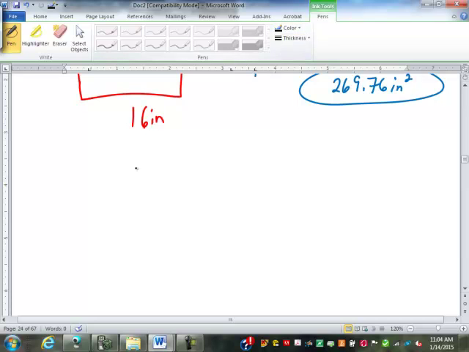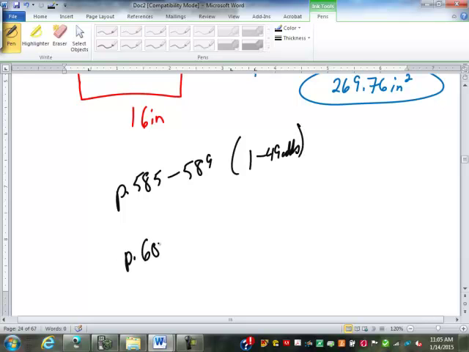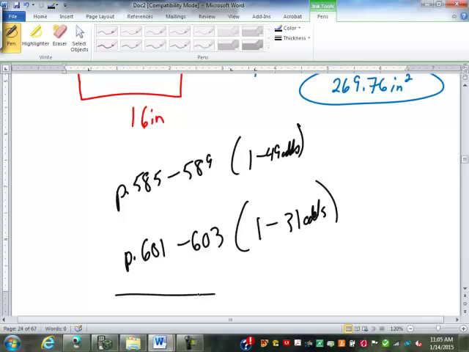Dang it. So anyway, I had given you page 585 through 589, problems 1 through 49, the odds. If you haven't finished those up, make sure you understand them at least. Page 601 through 603, 1 through 31, the odds, has the circles and stuff in them.